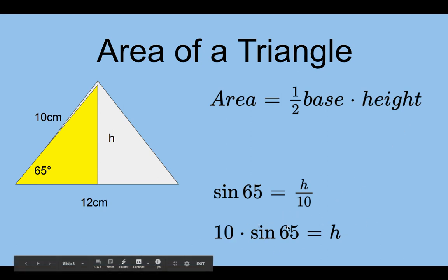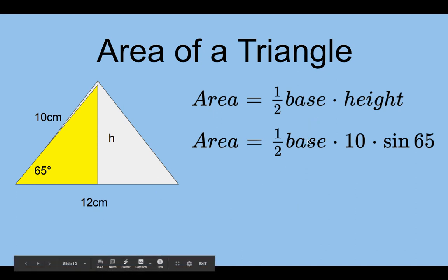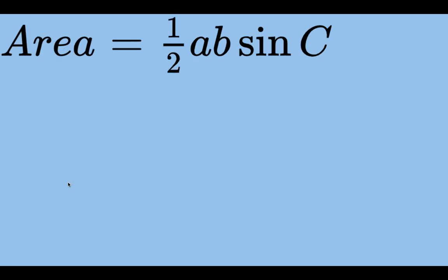So we can put this 10 times sine 65 into this formula. And that's all I've done here. I've said, okay, we found the height. It was 10 times sine 65. And we know the base. The base was 12. So really the area of this triangle is area equals a half times 12 times 10 times sine 65. And it sort of comes from this half, area equals half the base times the height. We get down to area equals a half of 12 times 10 times the sine of 65. And that is basically our formula.